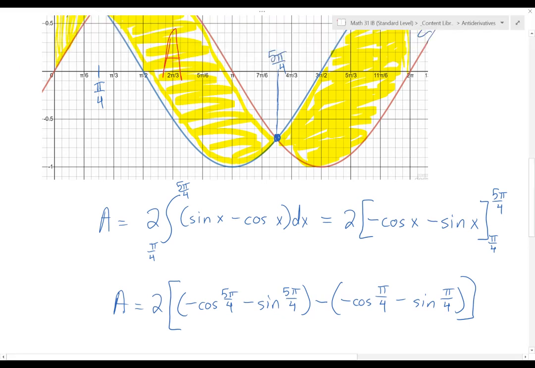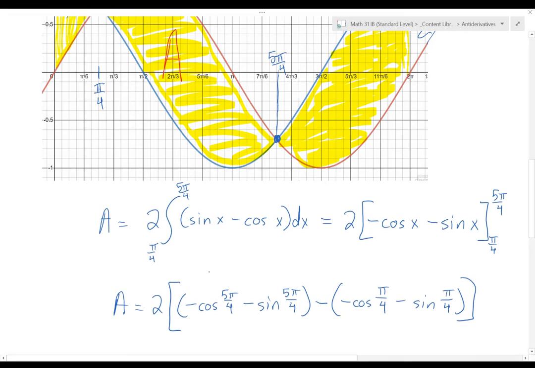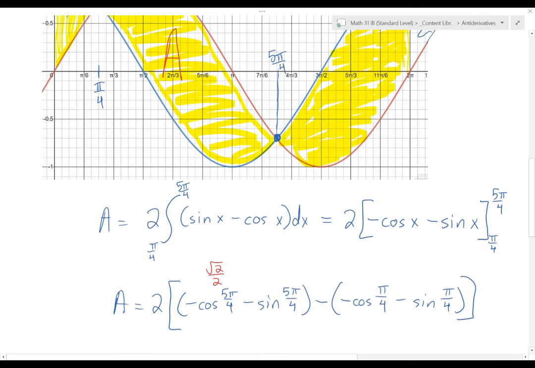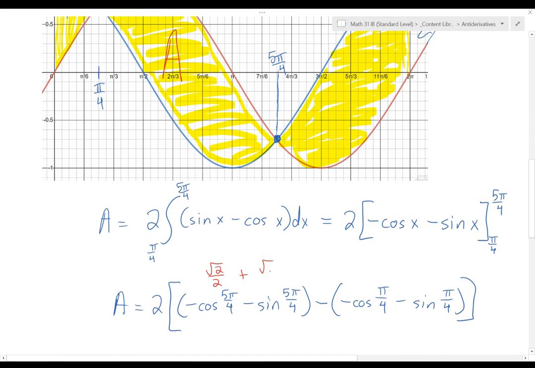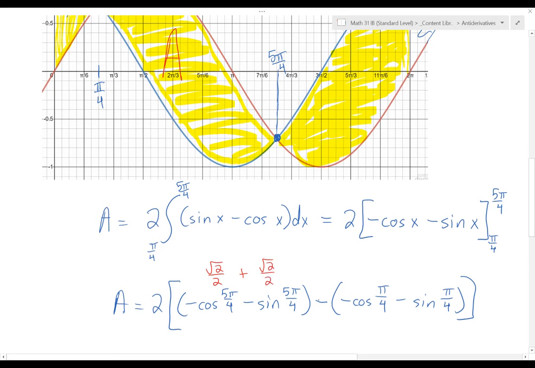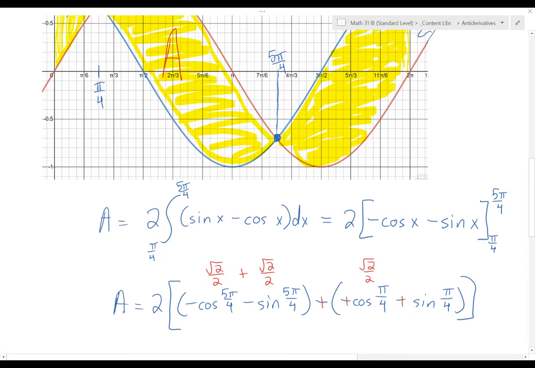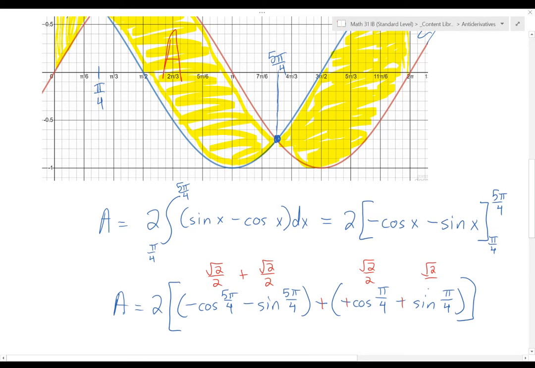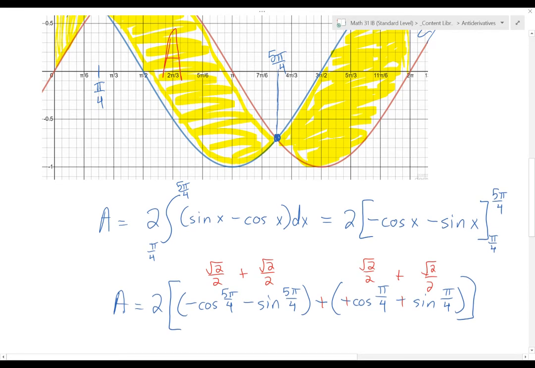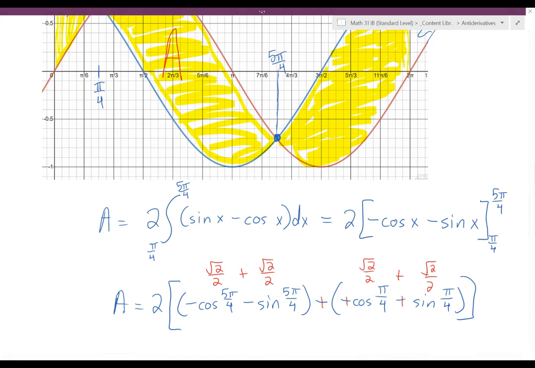All right, here's where you have to be really careful with all these negative signs. The cosine of 5 pi over 4 is negative root 2 over 2, but it becomes root 2 over 2. And same thing with the sine. The sine of 5 pi over 4 is also negative root 2 over 2, but it becomes plus root 2 over 2. And because here I have minus all these minuses, they are just positives. Cosine of pi over 4 is root 2 over 2. Sine of pi over 4 is root 2 over 2.